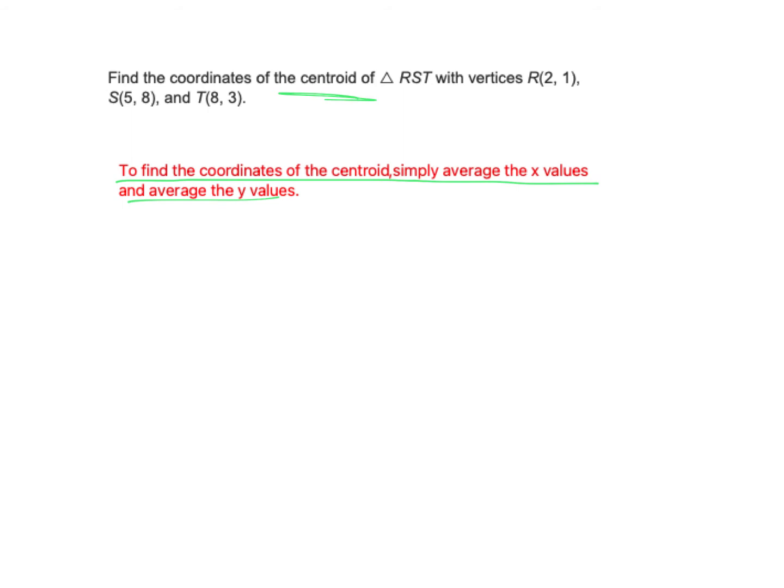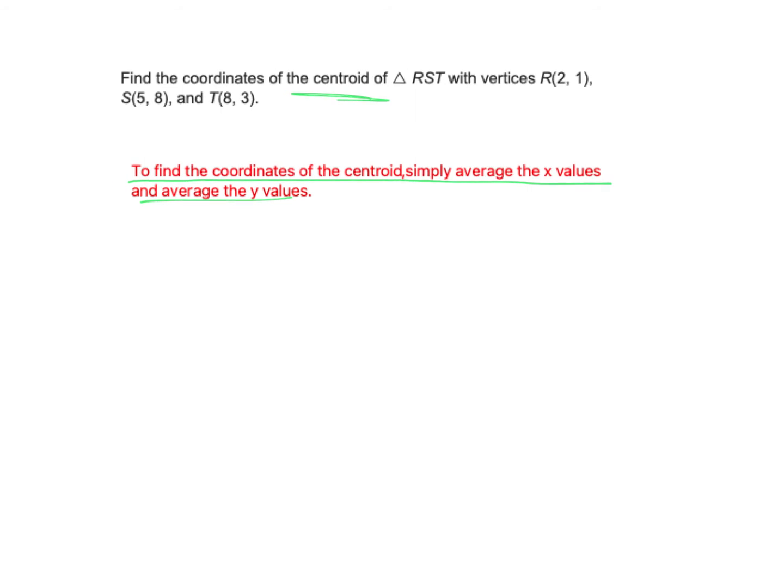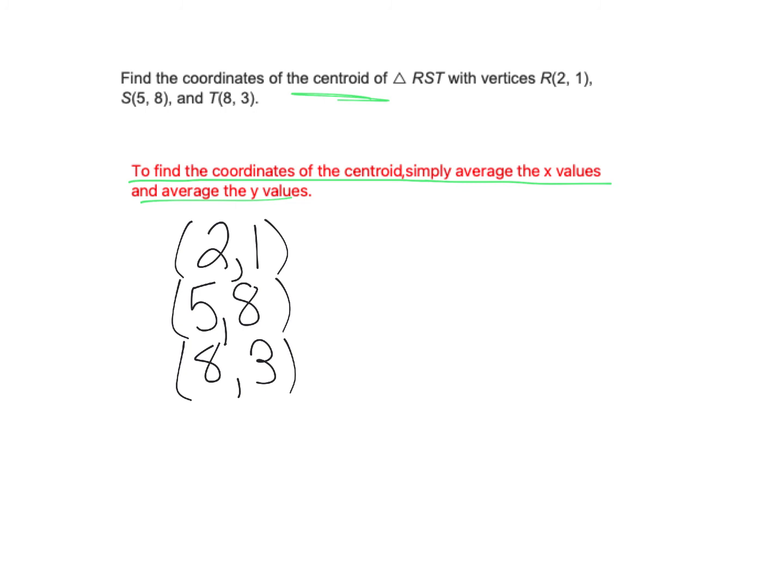So if our ordered pairs are, let's see here, we have 2, 1, 5, 8, and 8, 3. I just rewrote them, and I like to write them top to bottom in a list because that way I make sure my x's are all lined up and my y's are all lined up. So if I add my x's together, I get 8 plus 5 plus 2 is 15. And if I average them, I'm going to take 15 divided by 3, which is 5. That's going to be my x value.